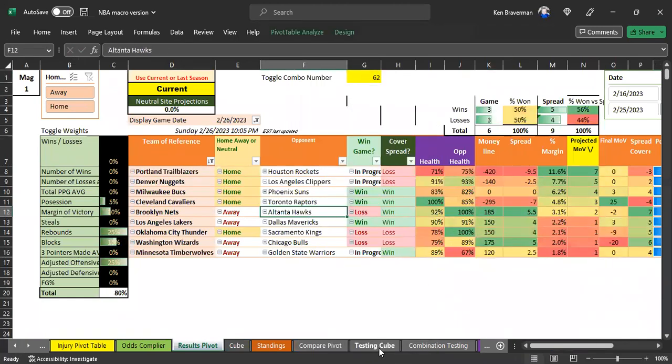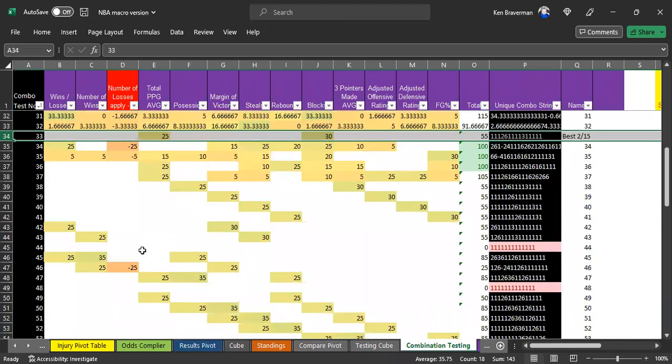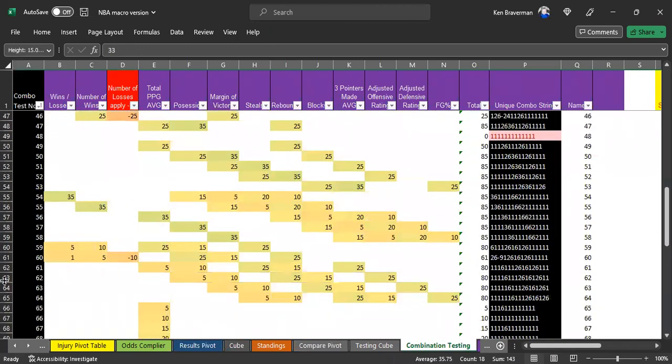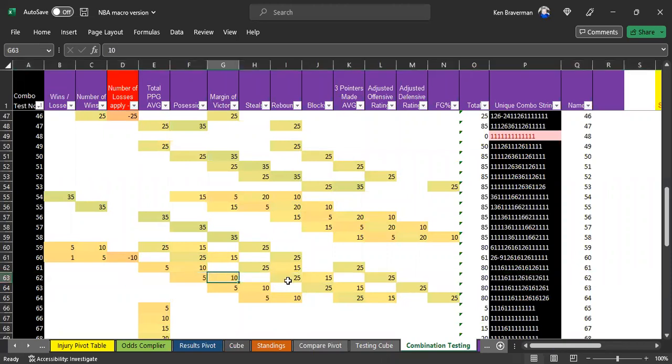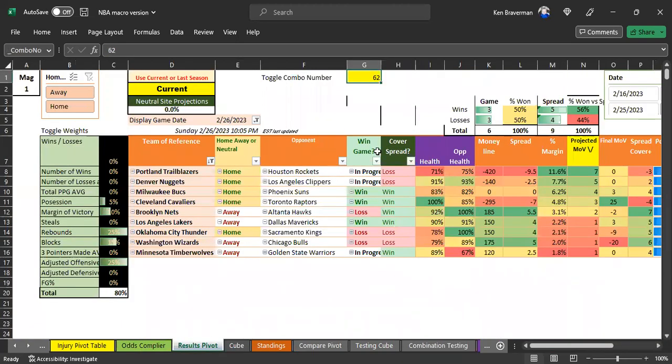Oh my goodness, a lot better. Okay, I think we found something. What is number 62? You're a little possession, a little margin of victory, a lot of rebounds, a decent amount of blocks, and a lot of adjusted offensive rating. What a weird combination. Well, that one did the best out of all of them. So that's the one we're going to go with tomorrow.